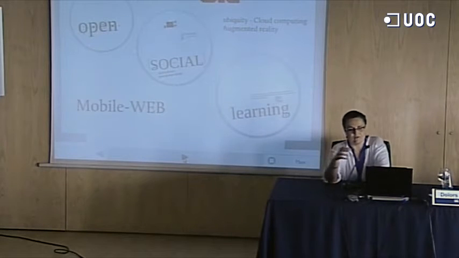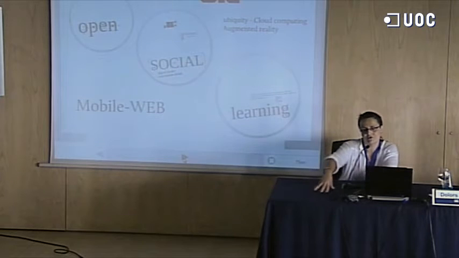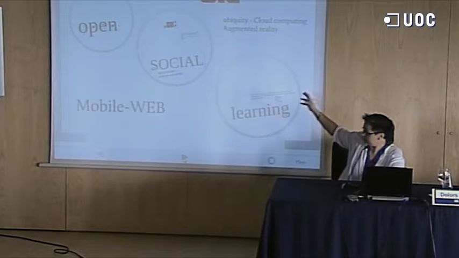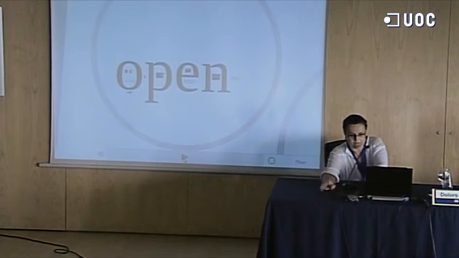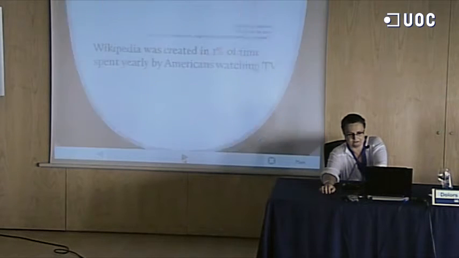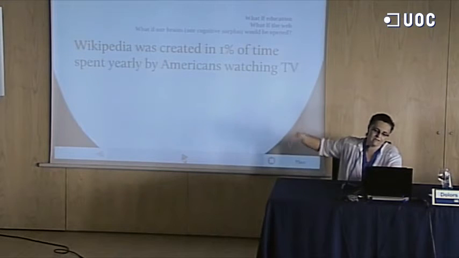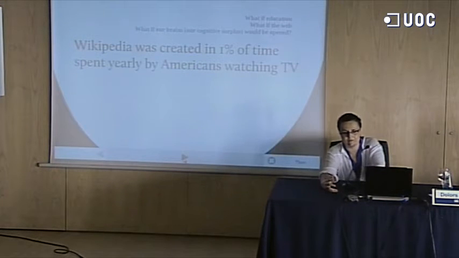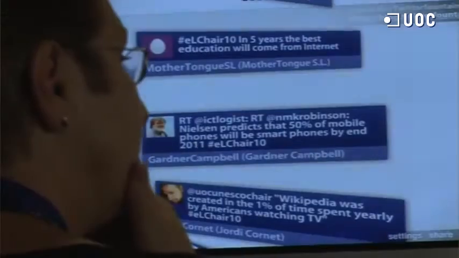In this schema, I summarize the possibilities of open social learning in three topics: open, social, and learning. We are going to talk about open, and in the open sense, this is the fantastic thing that we are living today. Wikipedia was created in 1% of the time spent yearly by Americans watching TV. This is an important quote, I think.